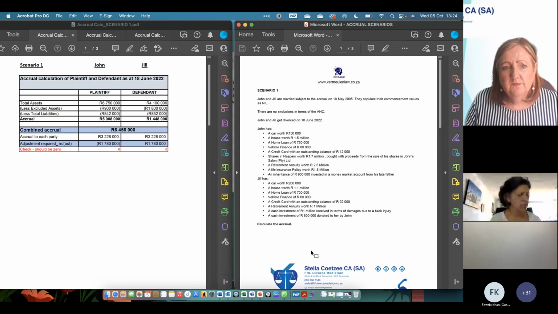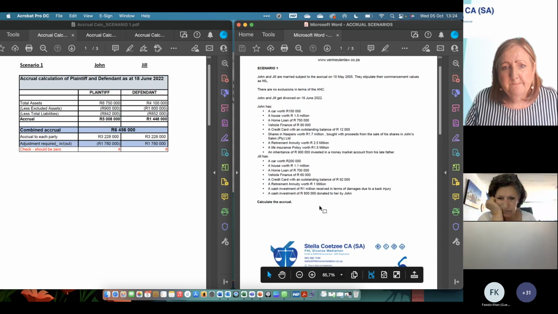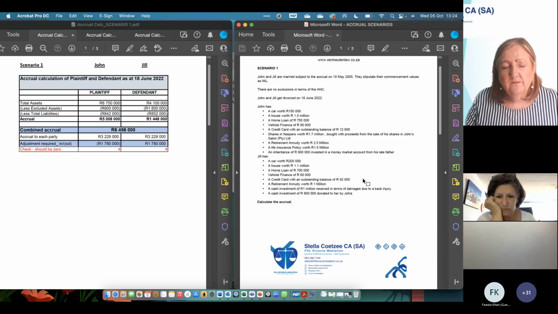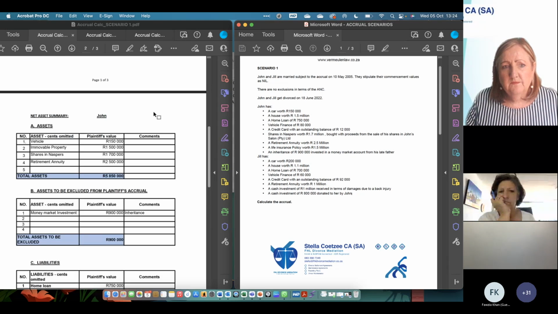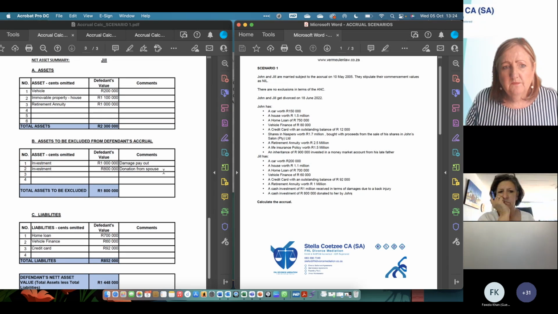So that money, if you look at our example here, we've got the donation of 800,000, which was donated to Jill by John. That would be excluded from the accrual. So you'll see on Stella's example over here under Jill, she's got the 800,000 donation from the spouse excluded.